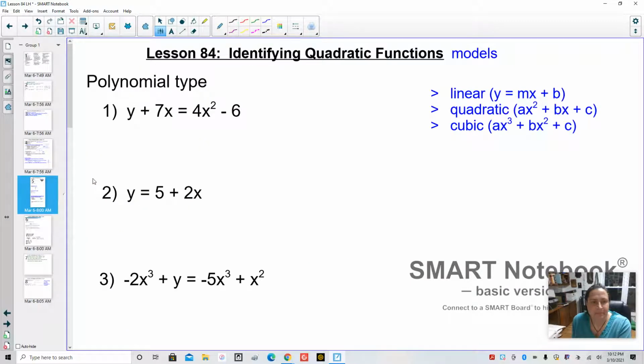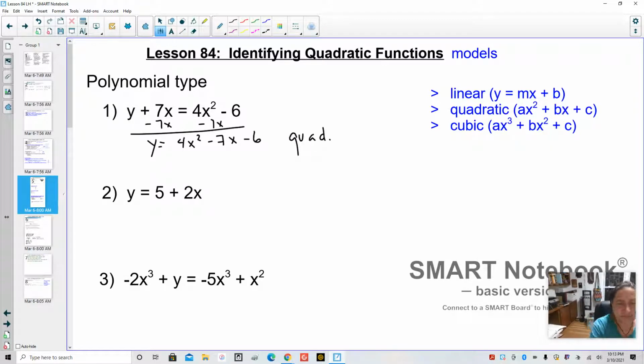All right, let's do some polynomial typing. So really all that we want to do here is say, is it linear, quadratic, or cubic? So first of all, we need to solve for y. So we want to move that 7x, minus 7x. Look at those, no like terms. y equals 4x squared minus 7x minus 6. My largest exponent is squared. That makes it a quadratic.